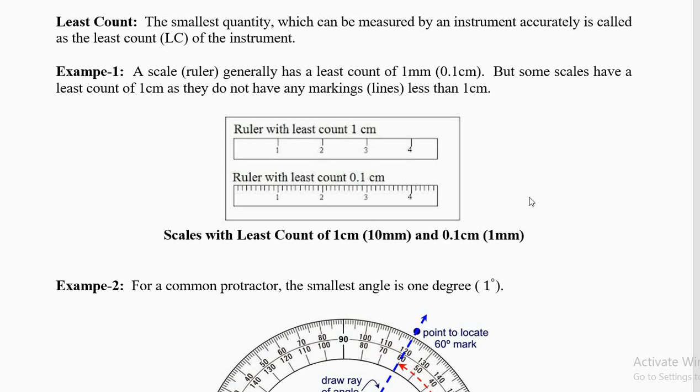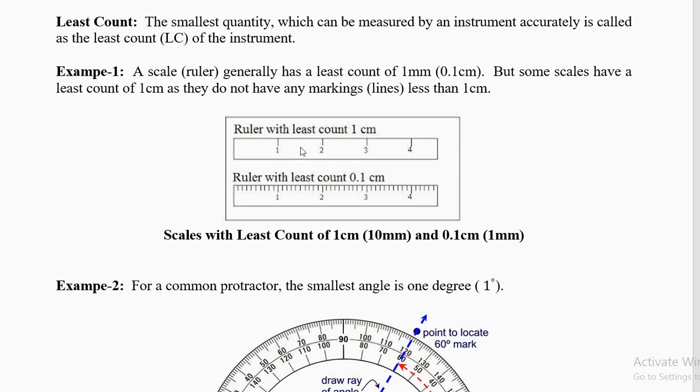So in the first scale, we have lines after every 1 centimeter. In the second scale, we have lines after every 1 millimeter. Which is better? A scale which has more lines, where you can see smaller and smaller. So here we have the concept of a least count. The least count is the smallest quantity which can be measured by an instrument accurately, called the least count, LC, of an instrument. For example, in your clock or watch, if there is no seconds hand, the least count will be 1 minute. If there is a seconds hand, the least count will be 1 second, if there are that many lines on the dial of the clock.